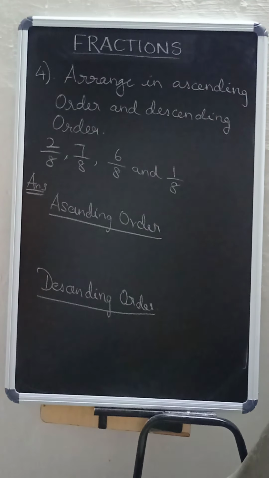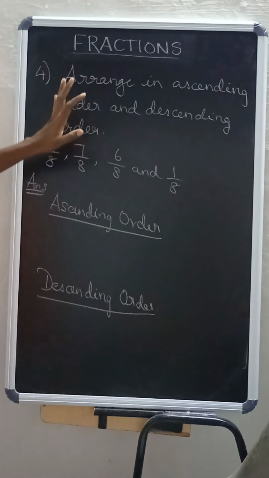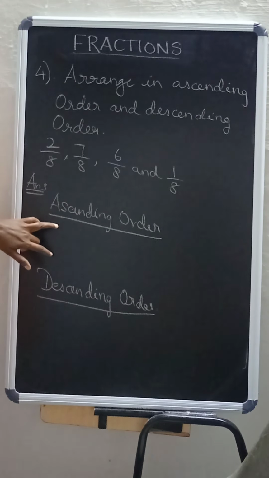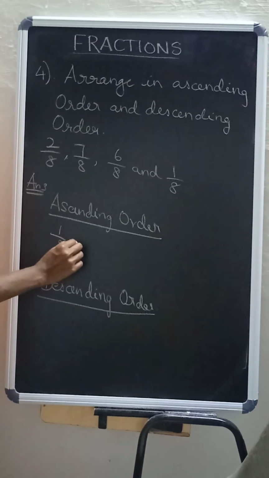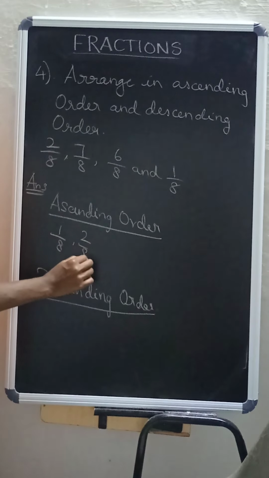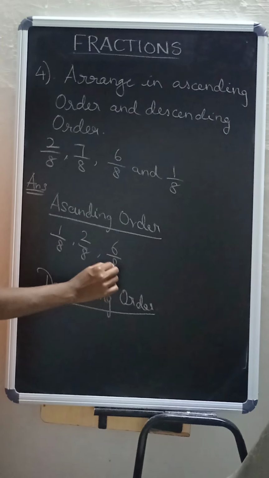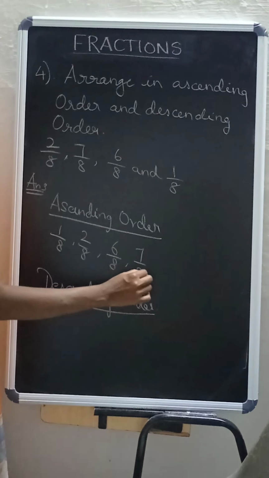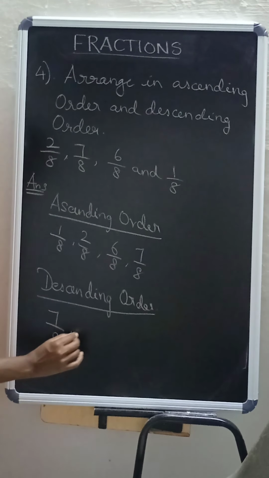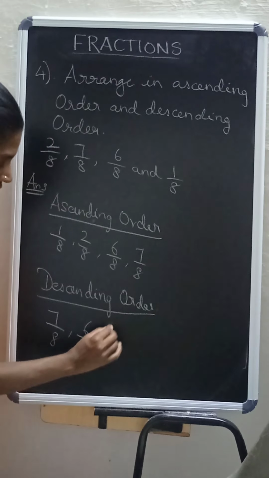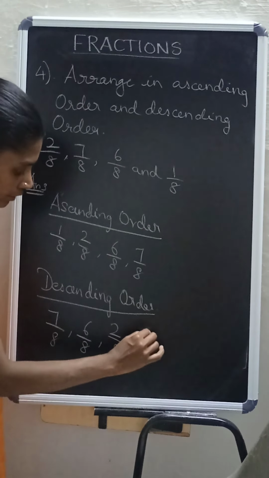Next, arrange in ascending order and descending order. So you have the fractions here. You have all like fractions. Now ascending order is small fraction to big fraction. 1 by 8, 2 by 8, 6 by 8, 7 by 8. Descending order is big fraction to small fraction. So 7 by 8, 6 by 8, 2 by 8 and 1 by 8.